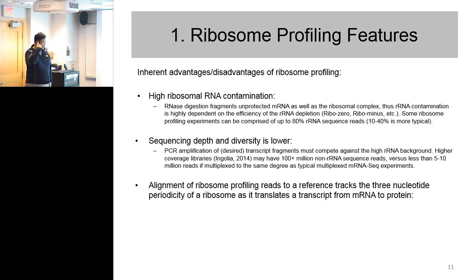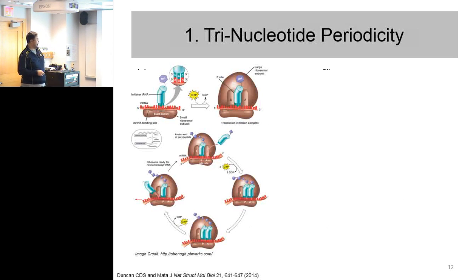But one of the neat things about ribosome profiling is that when you align your reads to a reference transcriptome, the position of those reads actually tracks the 3 nucleotide periodicity of a ribosome as it translates transcript from RNA to protein. And the reason for this is, well, it's not a bug, it's a feature. As your mRNA is being translated, it's being added 3 nucleotides at a time.